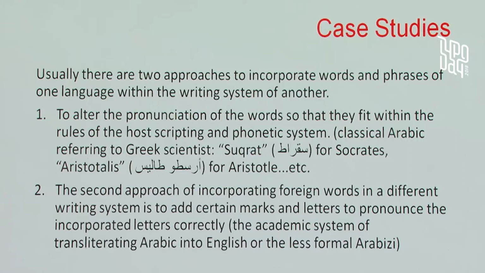I will go summary. There are many case studies, but usually people, when they want to incorporate foreign words into their language, they have 2 approaches. The first approach is to take that word and manipulate it to fit their own writing system. Exactly in Arabic, in the history, for example, Socrates, we in Arabic, we say Socrat. We just changed it. They have changed it in history. It is Socrat. And Aristotle is Aristoteles. This is how they changed it and they put it.